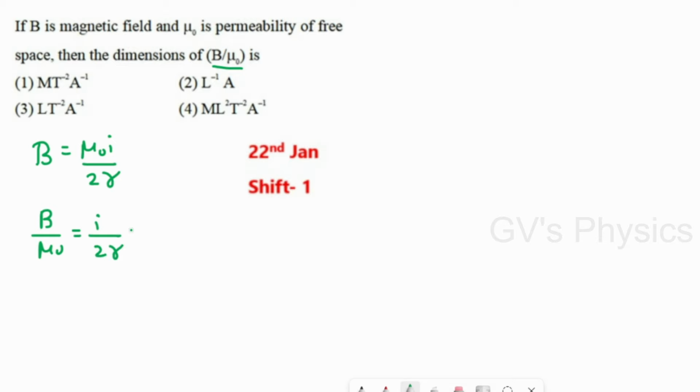Now we'll substitute the dimension formula. For current, we can write ampere. But 2 is a constant, so we can neglect that. Radius comes under length, so we can take length to the numerator. It will become L power minus 1 and A power 1. So we'll check the options. Option 2 is the right answer.